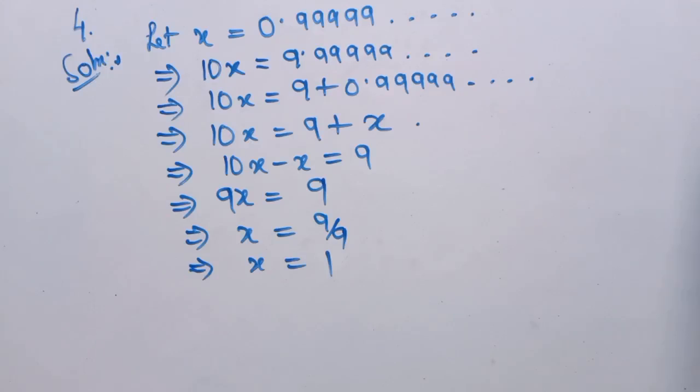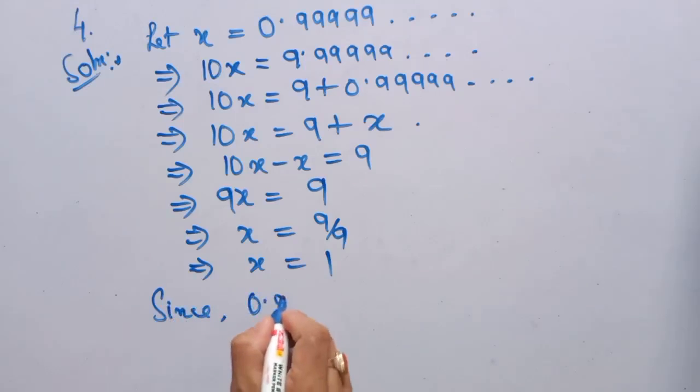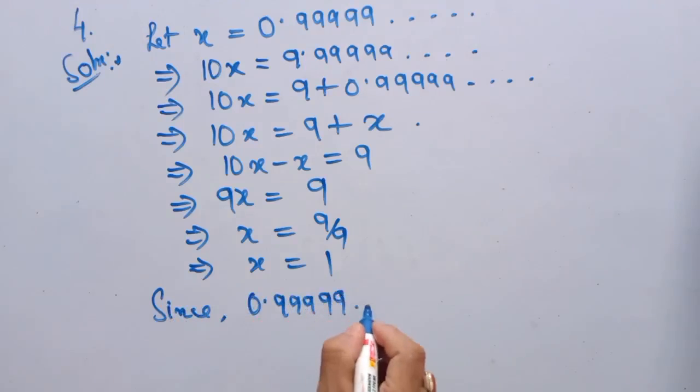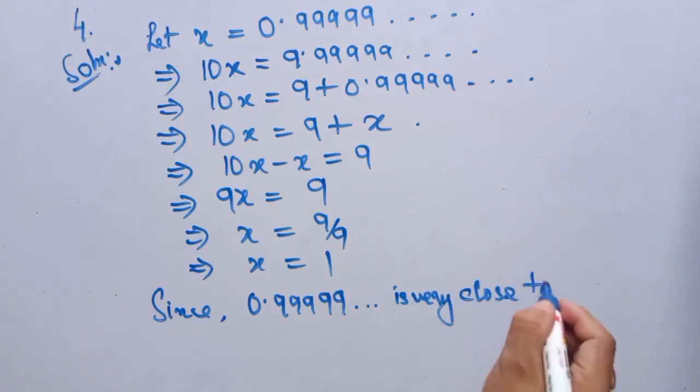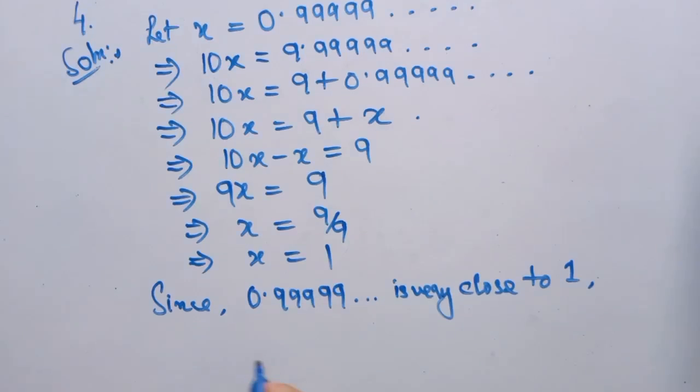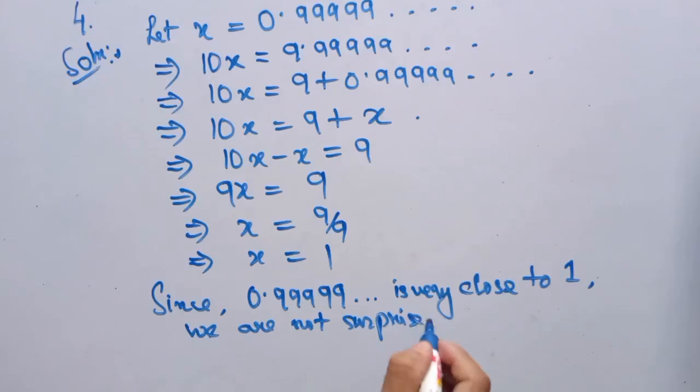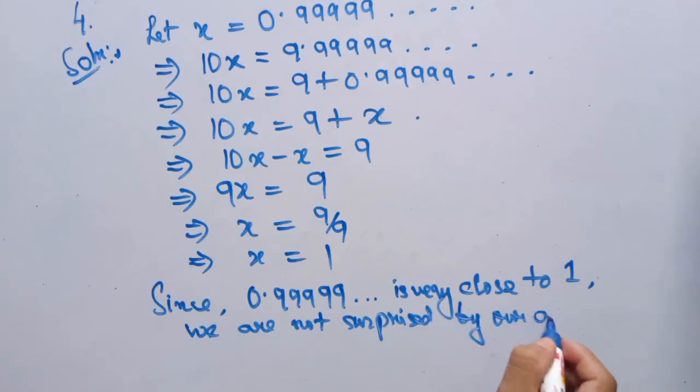So the second part of the question asks, are you surprised by your answer? Here the answer is not surprising, because as you can see, the given number 0.9999 is very, very much close to 1. So we are expecting this 1 as our answer. So you can write, since 0.9999... is very close to 1, we are not surprised by our answer.